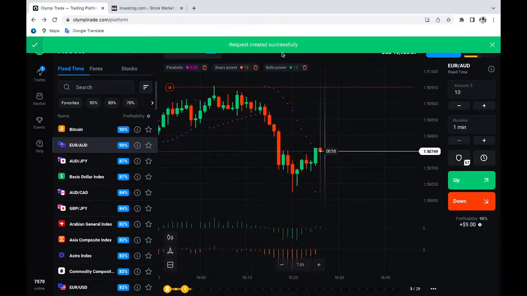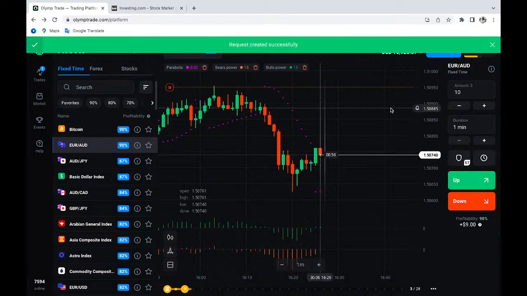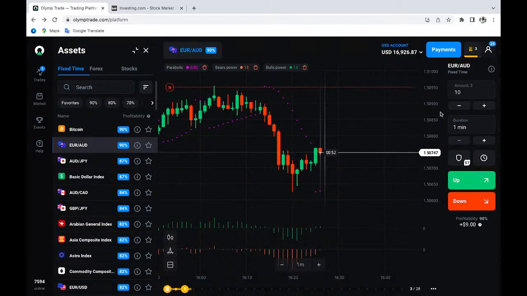It says the request was created successfully. What does it mean? Once the price hits this line, my trade will open for 1 minute on the downward side. But whenever you are using pending orders, I suggest you use a trade duration of 3, 4, 5, or 6 minutes, like long-period trades. Second thing, up and down, and I am pretty sure most traders know this. What is up and down basically?